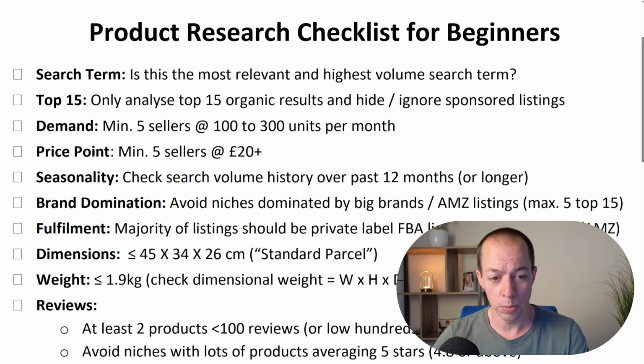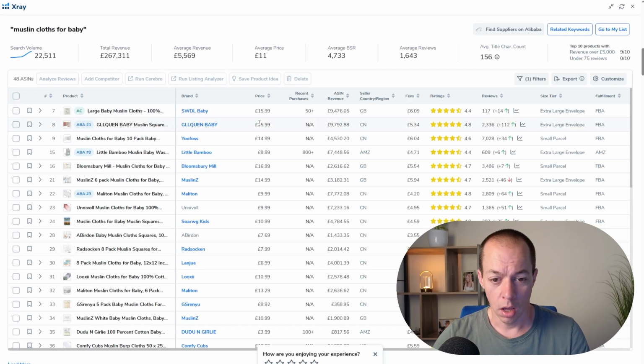Next up, we have price point again. And again, top 15 organic results. And I put a minimum of 5 sellers at £20 plus. So if we go back to these results, this would not be a good fit because there are no products in these top 15 results selling at £20 or above.